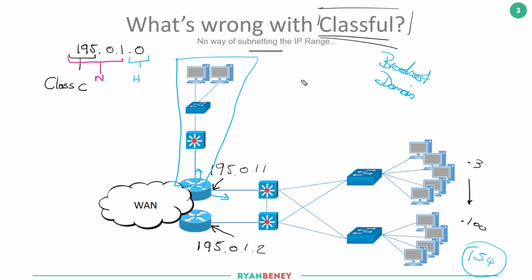And the reason being, the 195.0.1.0, these 3 octets were taken. No one else can use them, not even us, on a different network. Because when a packet would come in destined for, let's say, 195.0.1.3 over here, if it was configured in 2 locations, this router here wouldn't know where to pass it. So because of that, we need a unique IP range for here.